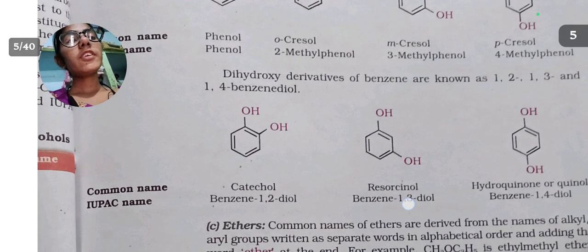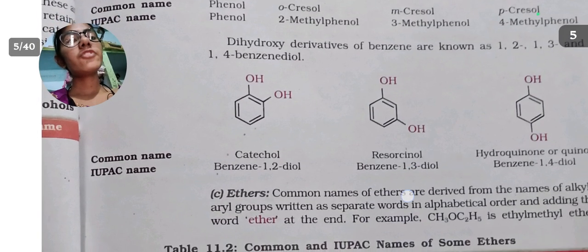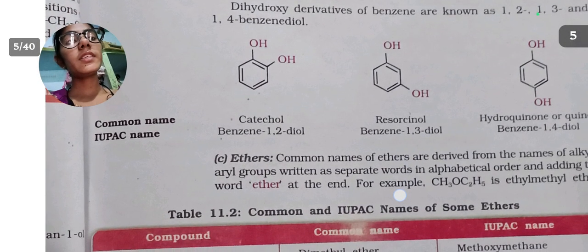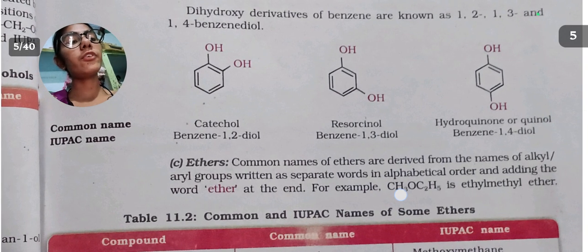Hydroxy derivatives of benzene are 1,2-, 1,3- and 1,4-benzenediol. The first is catechol, the second is resorcinol and the third is hydroquinone or quinol.